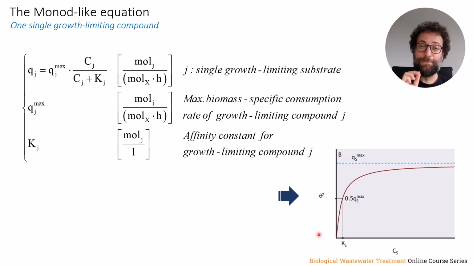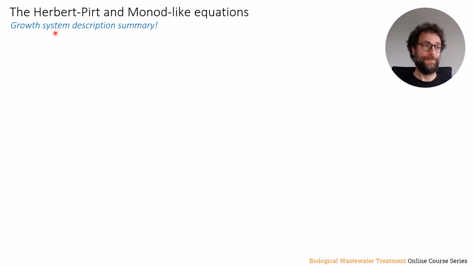Now, with this in mind, and do not worry if it still sounds a little bit abstract, because we will work on it extensively. Now we can at least summarize what we learned so far. So, the Herbert-Pirt and the Monod-like equations allow us to define kinetically a whole system.